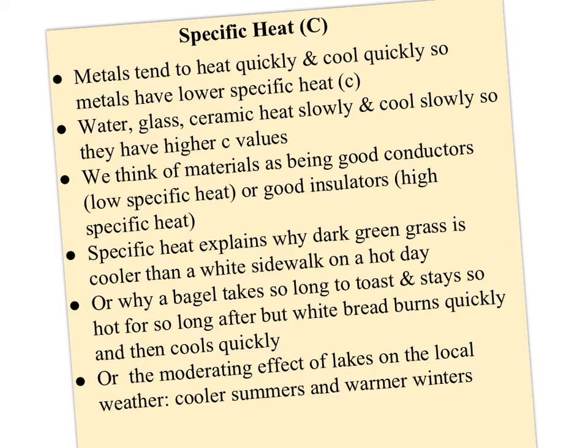But the dark green grass, because it has so much water in it, is going to be much slower to heat up. This also explains why a bagel takes so long to toast and then it stays so hot for so long afterward. But white bread, it burns quickly in the toaster and it cools just as quickly.